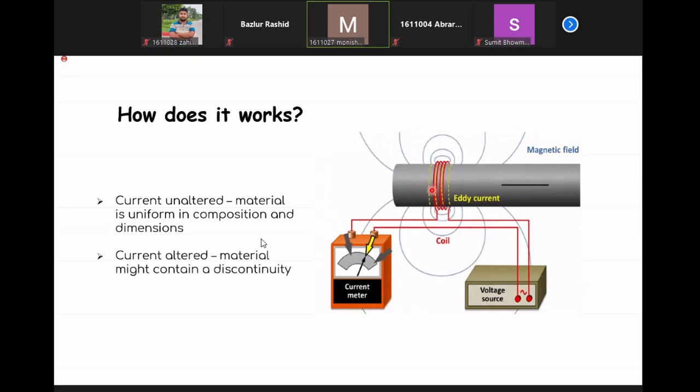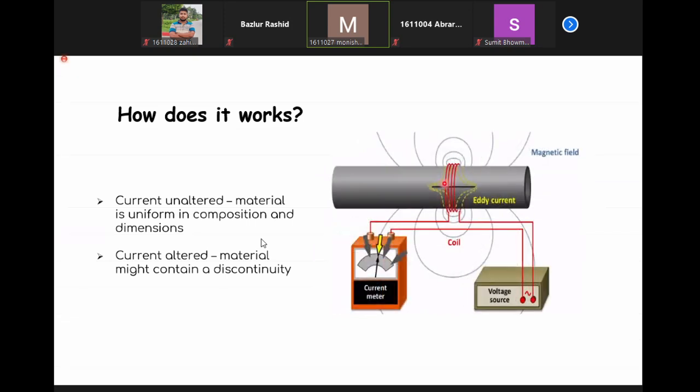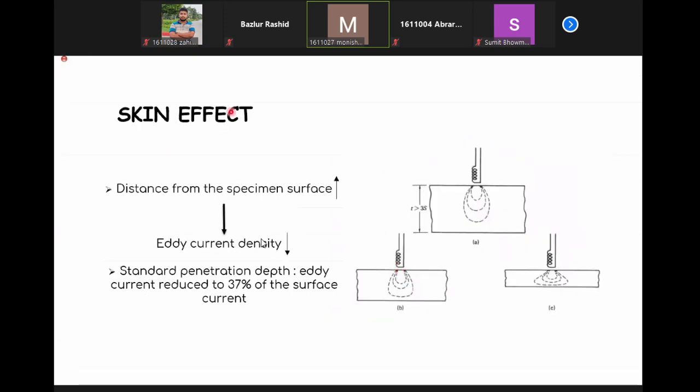We can see the path of the eddy current is the same here, but the path is longer than in the normal or defect-free sites. So the key is to measure the difference in current. This is the phenomenon working behind it. Eddy current isn't uniform throughout the section. It is highest at the surface, and with increasing depth, the amount decreases. The depth where the amount is 37% of that at the surface is considered the standard penetration depth. If the material's thickness is too low, the eddy current will be distorted, leading to errors.